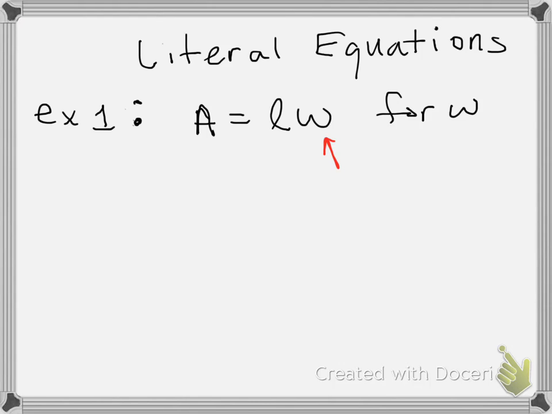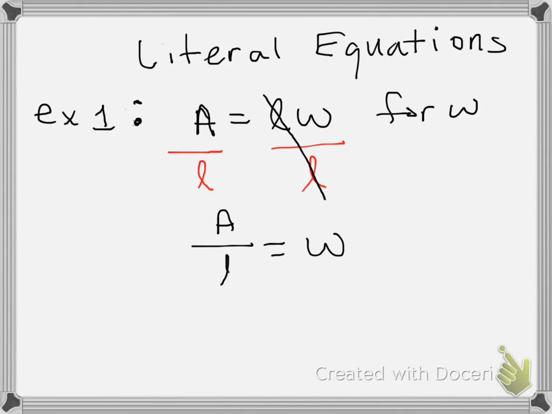So what's my variable? My variable is w. It's right there. And what's being done to the variable? It's being multiplied by L. So what's the opposite of multiply by L? The opposite is divide both sides. Remember that line means divide by L. L divided by L is 1, and 1 times w is w. So that's the only thing we have on that side. What's left over here is A divided by L. Since we have no numbers, we can't really divide L into A. So this is our answer. We're done.